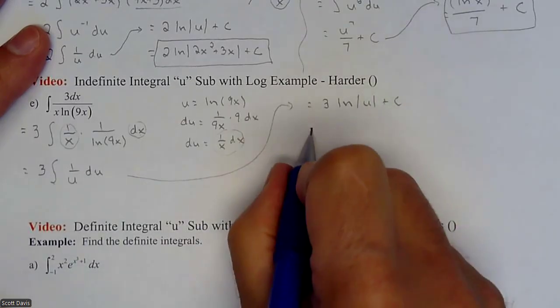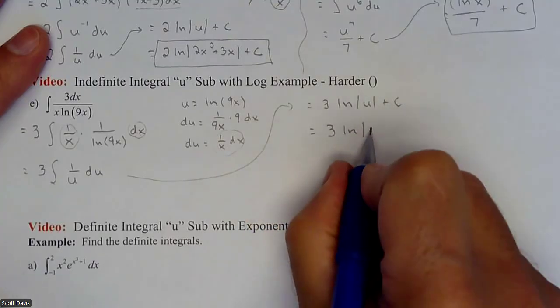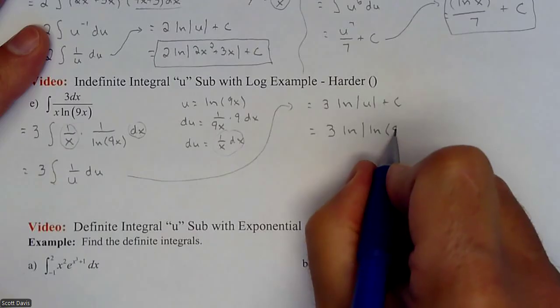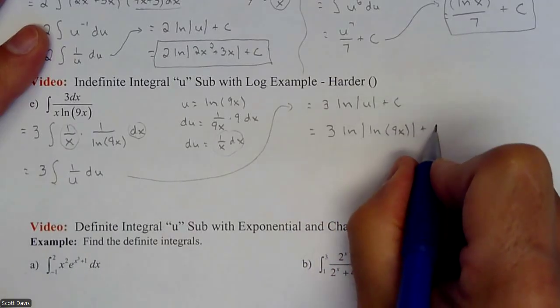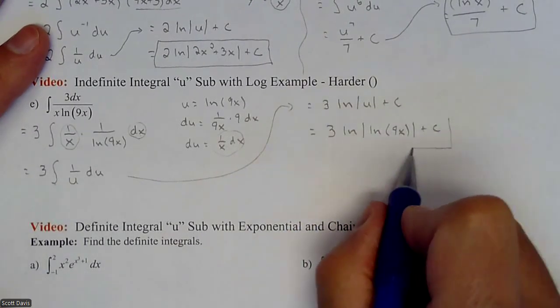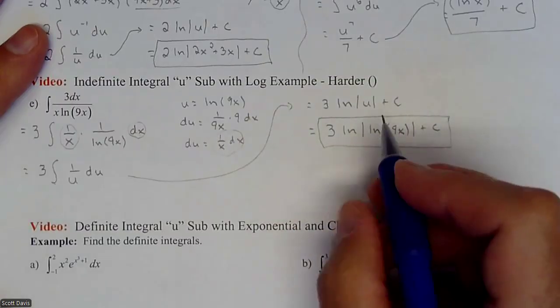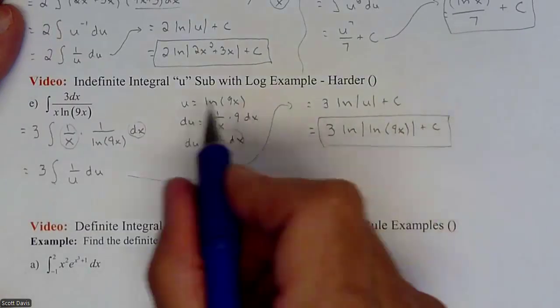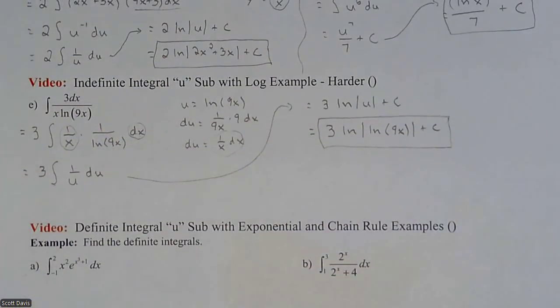And then I can sub my u back in. So 3 times the natural log of the absolute value of the natural log of 9x, plus C. So we have the natural log of the natural log of 9x. If we wanted to test that, we can do the derivative of this, which would be a chain rule within a chain rule, and it should simplify out to that. So that was a little bit hard. Recognizing what piece is going to be your u is always the challenge. But that was that problem.